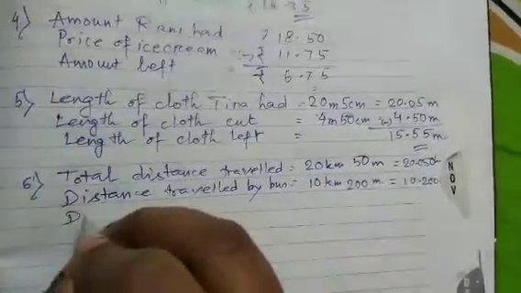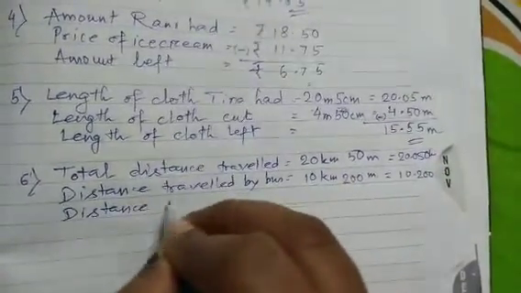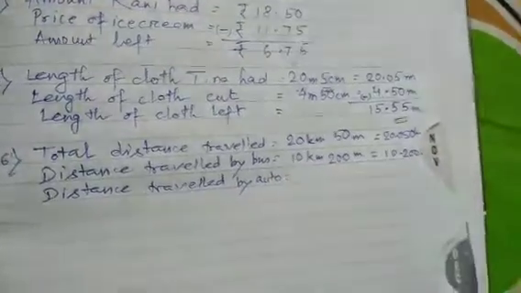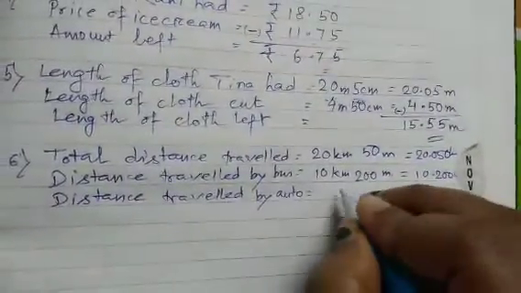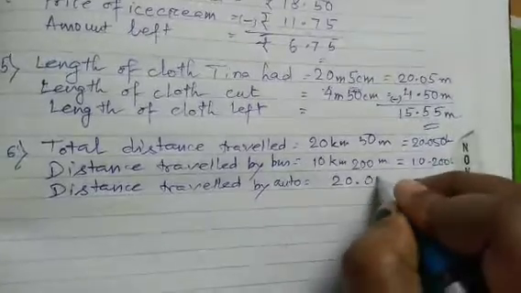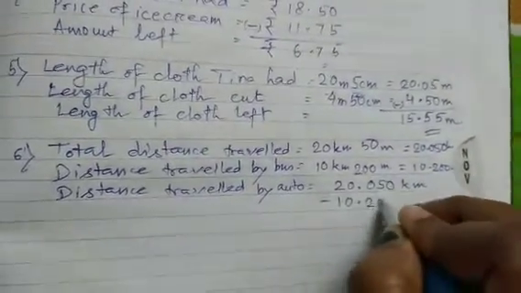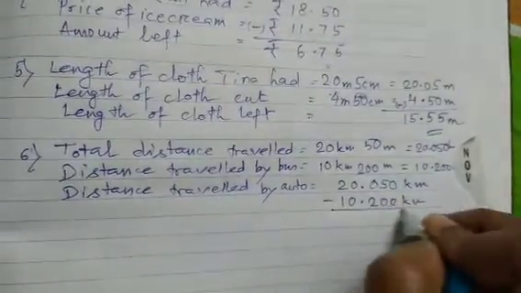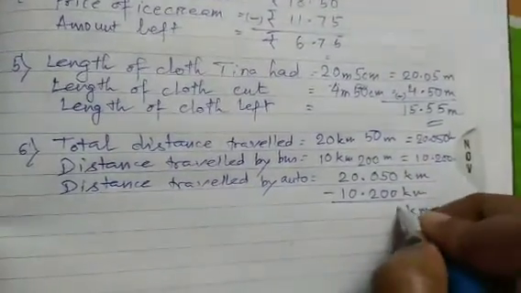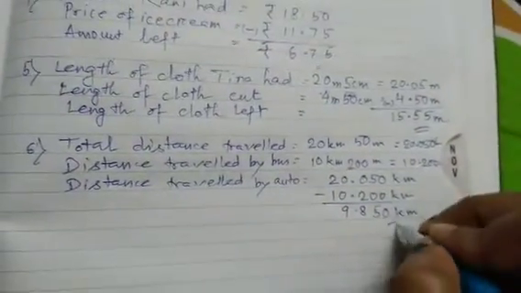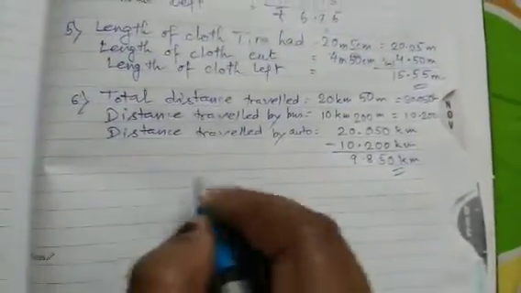Okay. So, distance traveled by auto is how much? I will rewrite it here and minus it, okay? For my ease or for your ease of understanding. So, kilometer comes down as it is, 9.850 kilometer. 7th question. The last question of decimals as it is.